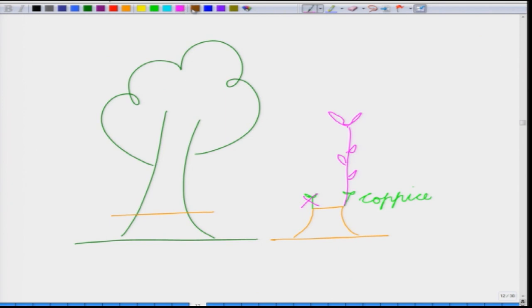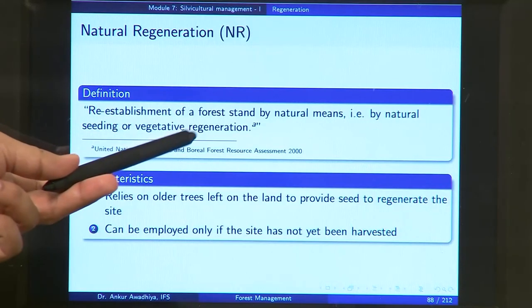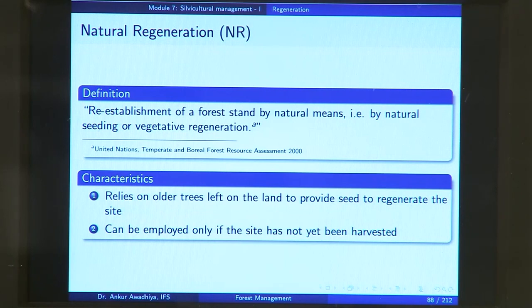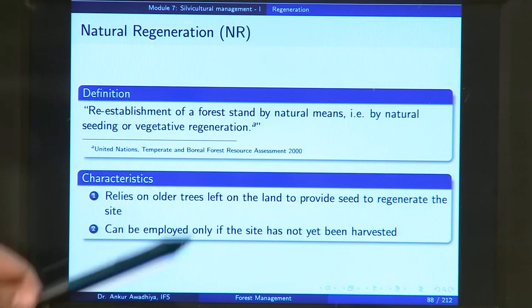So, after a while what you will see is that this portion has now formed into a new tree. So, this is a vegetative regeneration of the forest by natural means. So, it comes under natural regeneration. So, the characteristics are that it relies on older trees left on the land to provide seed to regenerate the site. So, in this case we are leaving out the older trees.